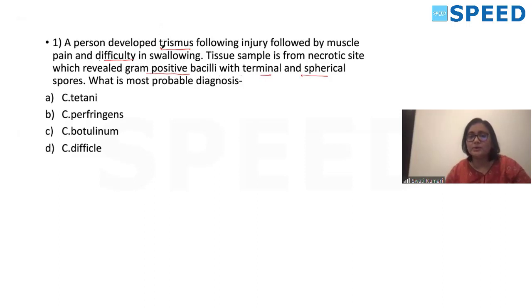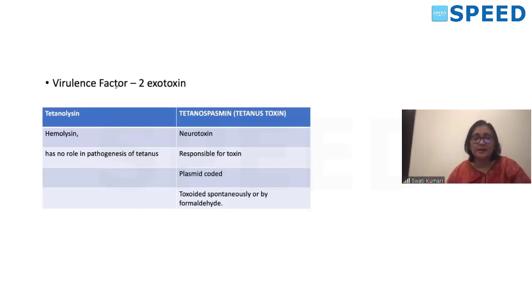Trismus is lockjaw. I will show you the picture of how it looks. The patient with trismus develops difficulty in swallowing, and the sample shows gram-positive bacilli with spherical and terminal spores, which is a characteristic feature of Clostridium tetani. So we'll start with Clostridium tetani.